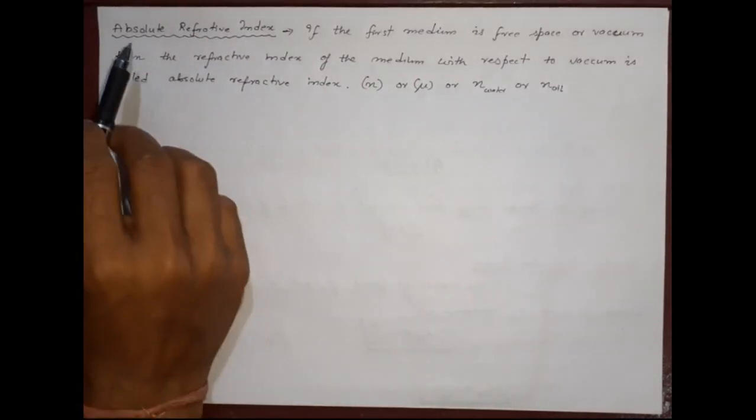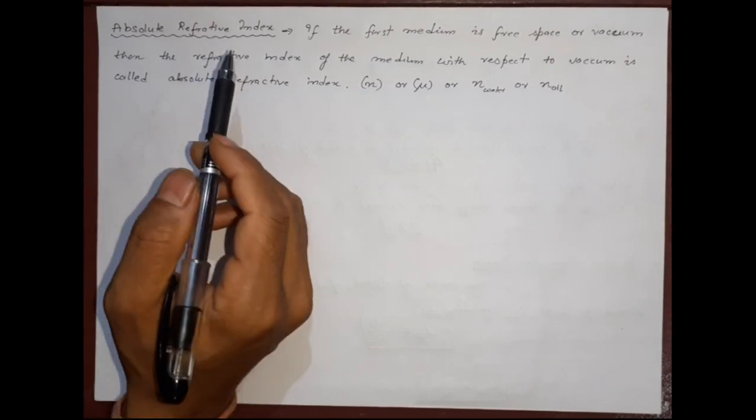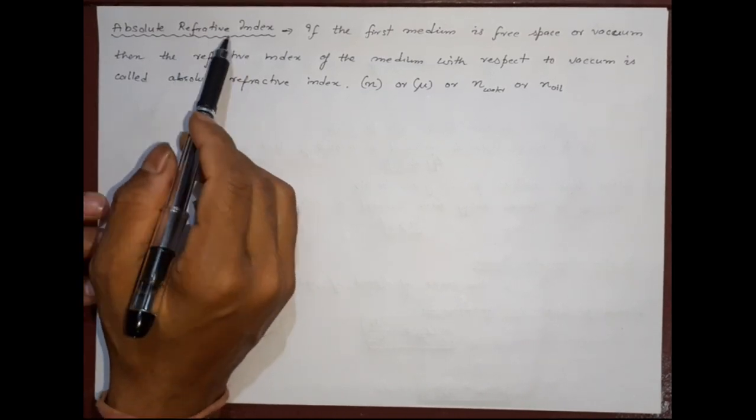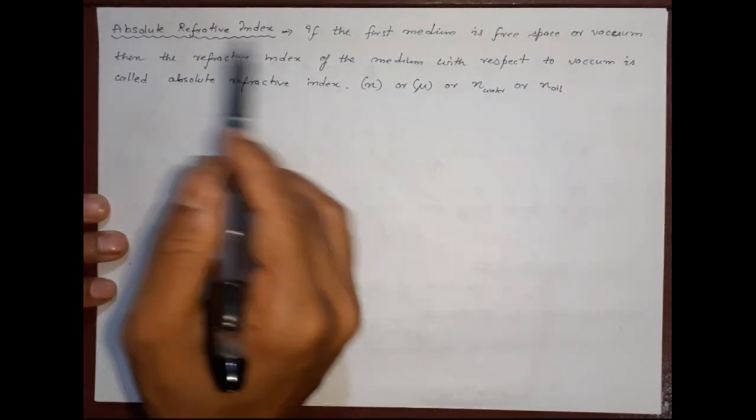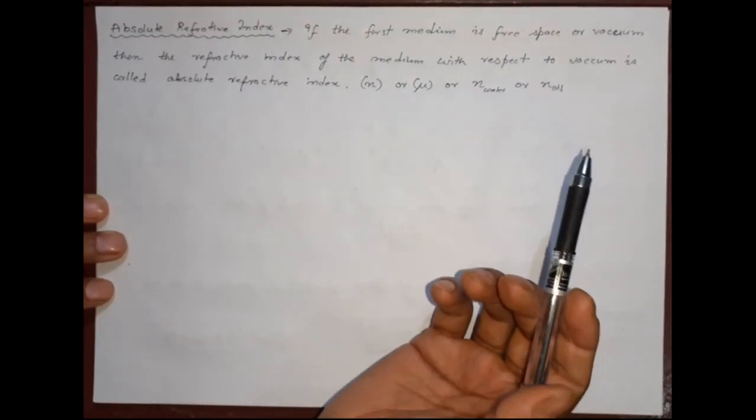So this is the absolute refractive index. In this case it is the same as the relative refractive index, but here the first medium is generally air, isn't it? In our examples also, if you have seen, the first one is air and the second one is glass.